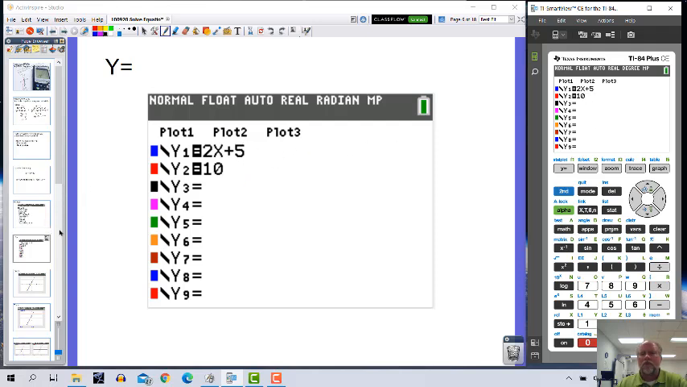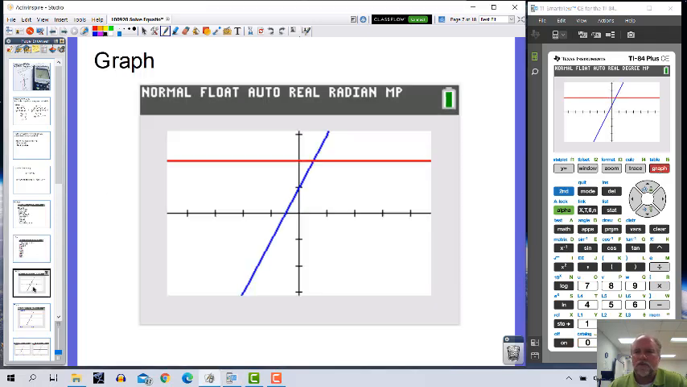Now we're going to graph these. Up in the top right-hand corner, we press the graph button. You should end up with something that looks like this. That's a cool graph. This is one of the lines, and this is the other line. Which one is which is what we have to understand.